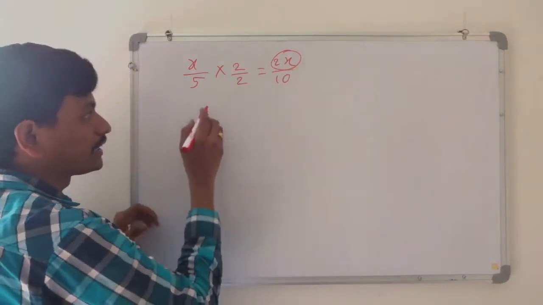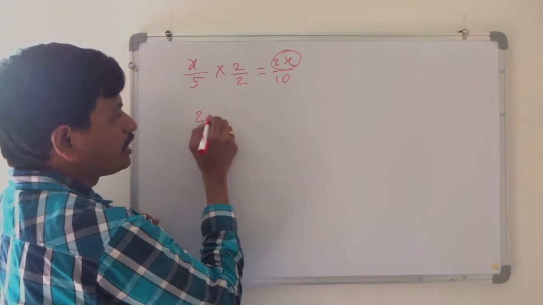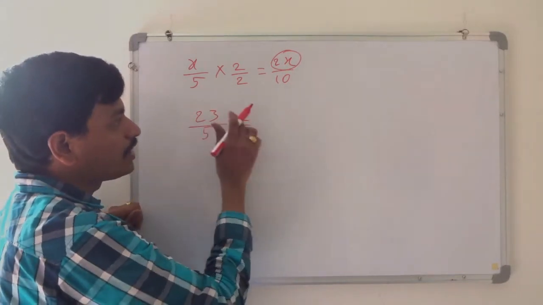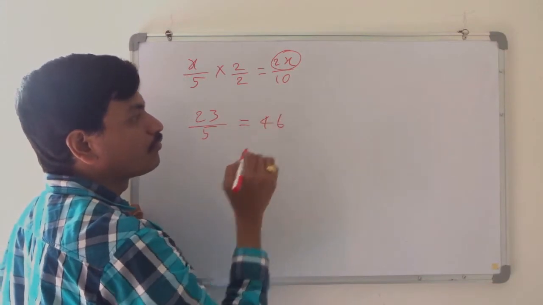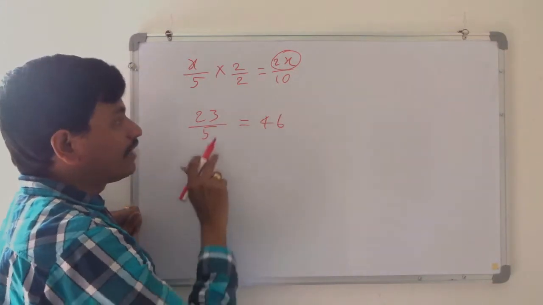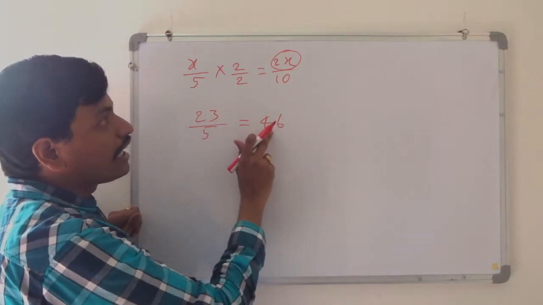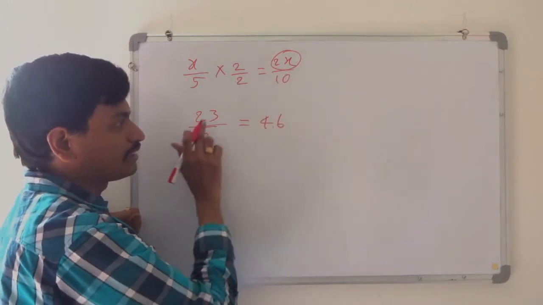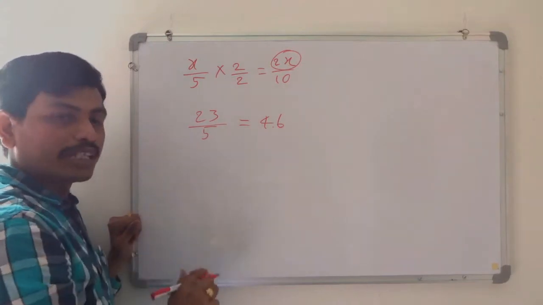For example, I'll take some number, 23 divided by 5. What do we do? Double of that number is 46. And then one decimal place, divide by 10. So 4.6. 23 by 5 is 4.6.